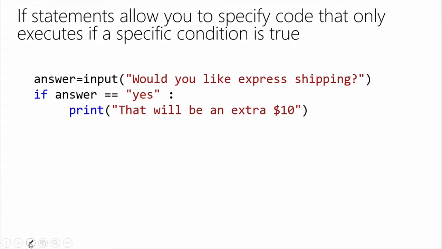If we take a look at the code here, there are a few pieces of syntax. We start off, hopefully that first line of code looks familiar and isn't scary at all. I'm using an input statement to ask somebody to enter a value. I'm storing the value they give me into the variable answer. So what do we have as syntax? We have an if statement. We're saying if the answer they give us is yes, then print the following message. Basically, if the answer is yes, print, that will be an extra $10.